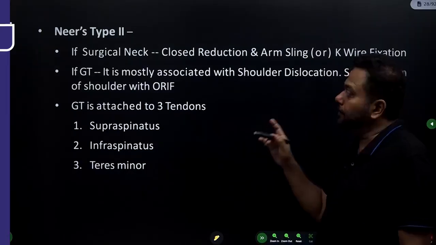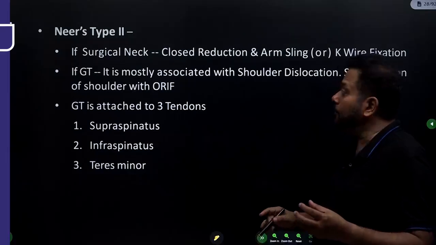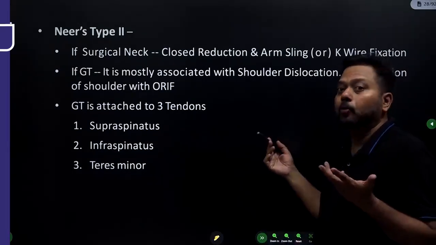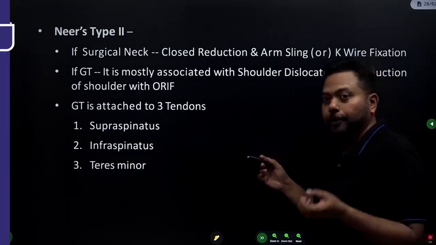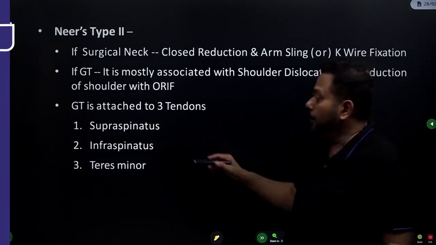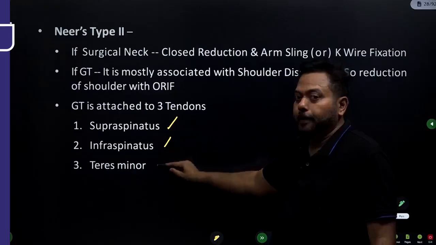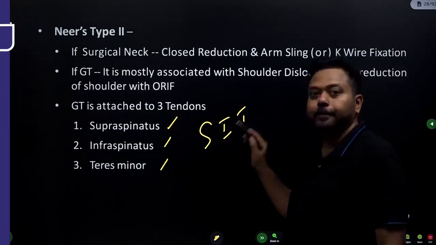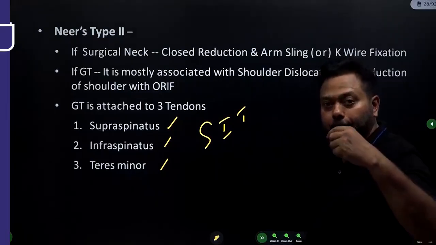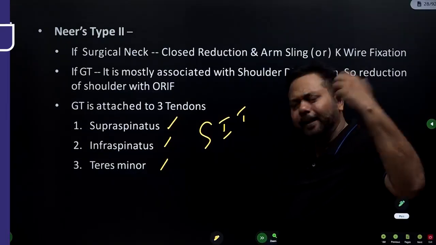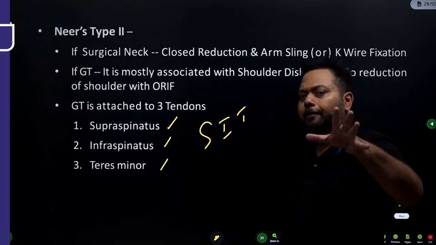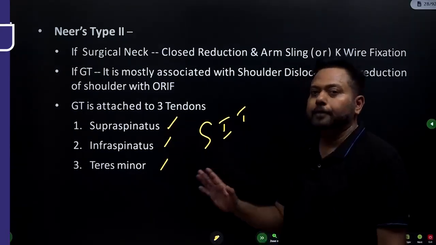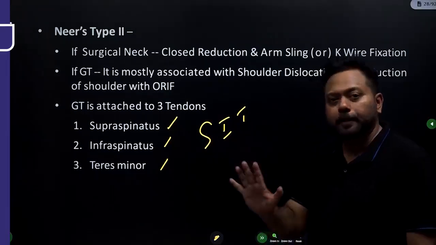If the greater tuberosity is displaced, mostly greater tuberosity displacement is associated with shoulder dislocation, so that may require open reduction internal fixation. The greater tuberosity is attached to 3 tendons. It's called supraspinatus, infraspinatus, teres minor. It's called SIT, that is the mnemonic. These are the 3 tendons that are attached to the greater tuberosity. So, avulsion happens. So, most of the time, even though it is type 2, it may need open reduction internal fixation, some K-wire, some procedure may be needed.